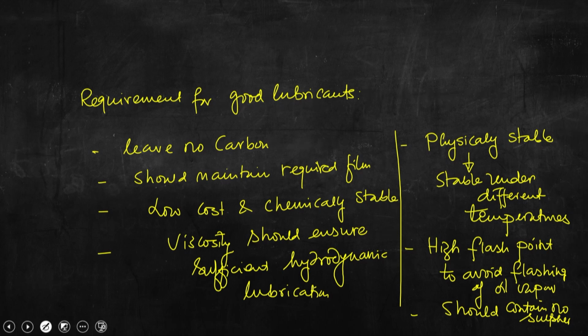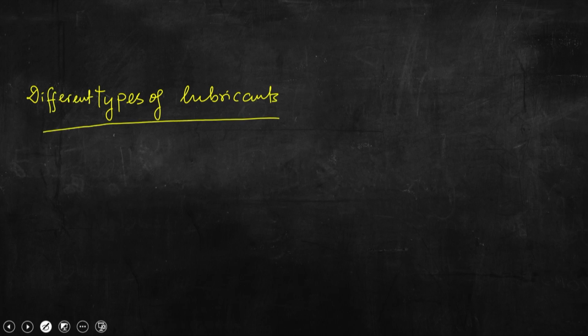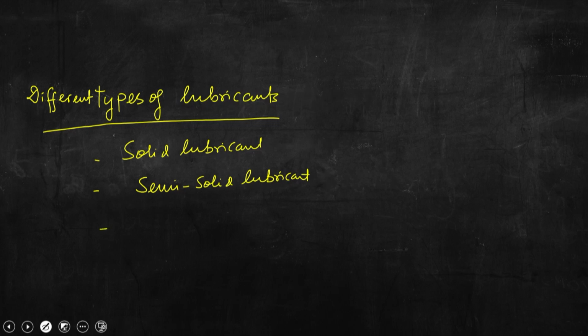Having discussed this, let us now quickly revisit different types of lubricants. As of now, we know that lubricant may be solid, it may be semi solid, and it can be liquid. So, I can write just solid lubricant, semi solid lubricant, or liquid.